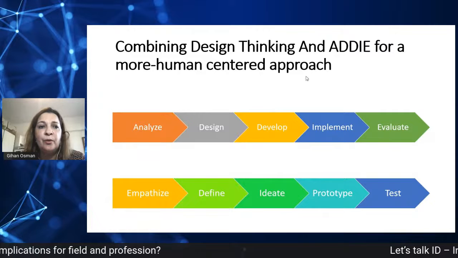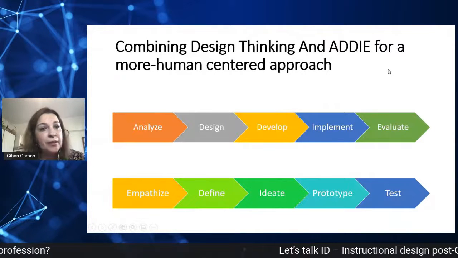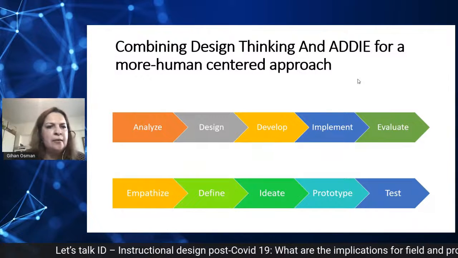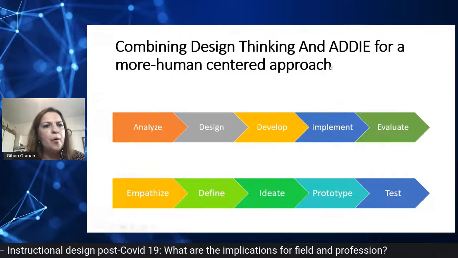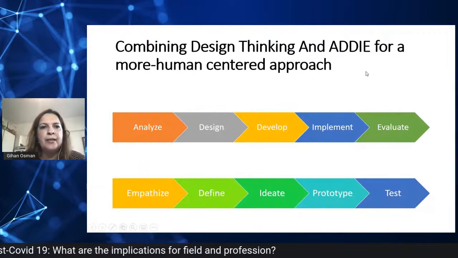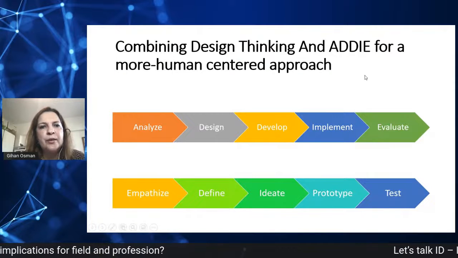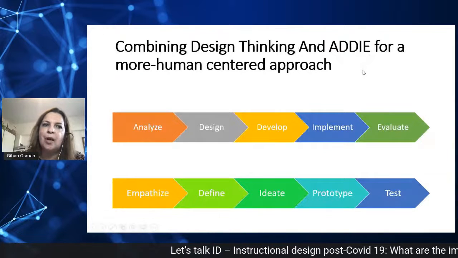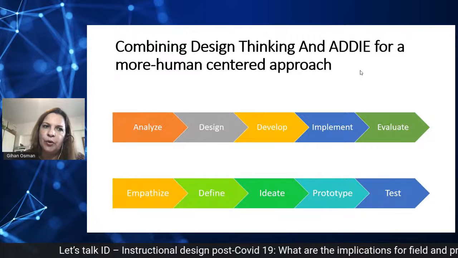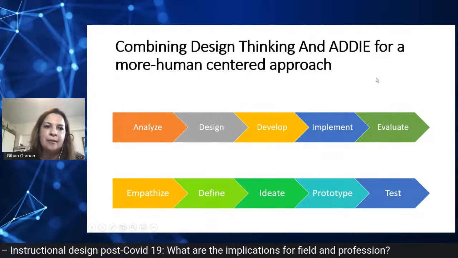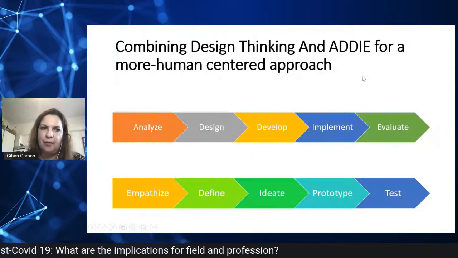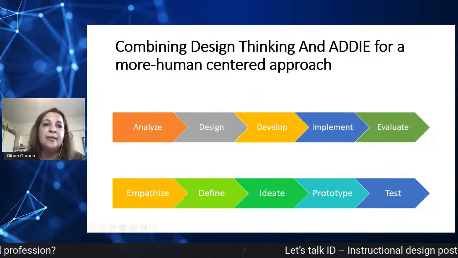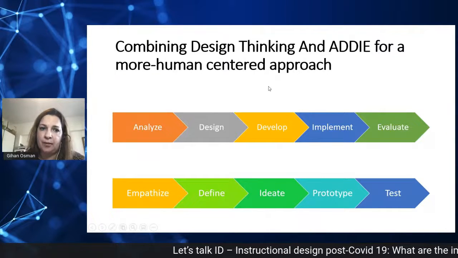So in ADDIE, we do a lot of analysis that is very objective in nature, looking at the context, looking at the learner in terms of skills, needs, goals. So kind of very operational analysis. But design thinking, through the stage of empathy, adds a dimension that I think is very important at this time. It's the idea of knowing the learner and their problems and their pains as a human being. And that while we think of solutions, we put that more comprehensive view of our learner in mind.